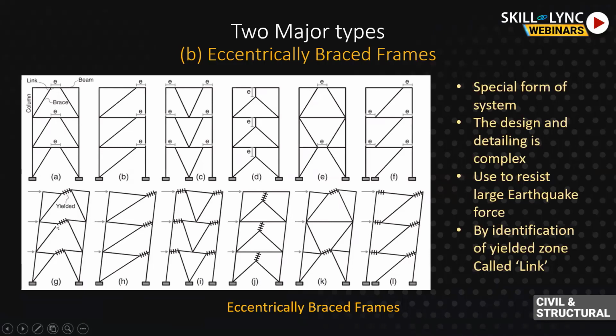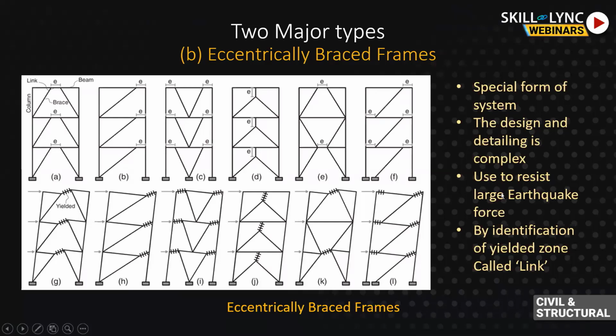You can see here in the bottom part, the deflected, yielded shapes of the different systems are shown, and those yielded portions of the brace are known as link elements. It's a special form of system. The design and detailing is complex compared to the concentrically braced system. Where is it used, and what is the purpose of doing this? It utilizes the material's post-yield strength by giving the opportunity to yield beyond the elastic limit, and this yielding will absorb the extra energy during an earthquake.